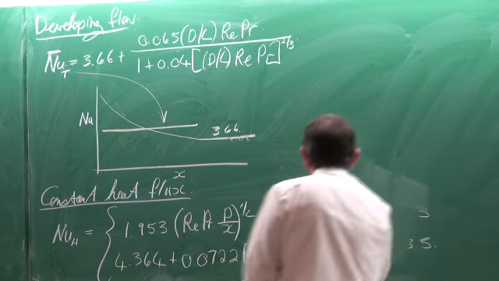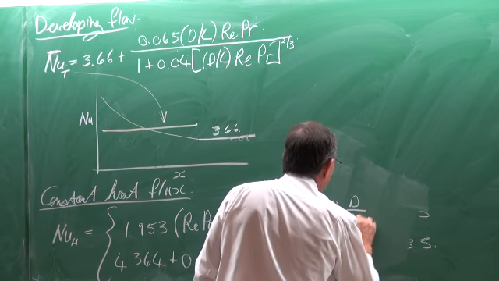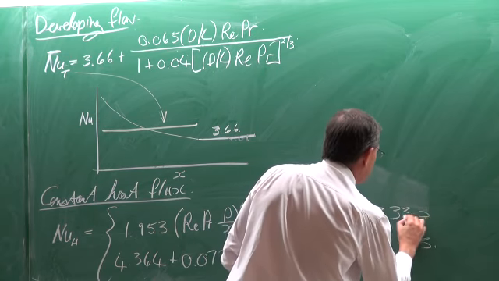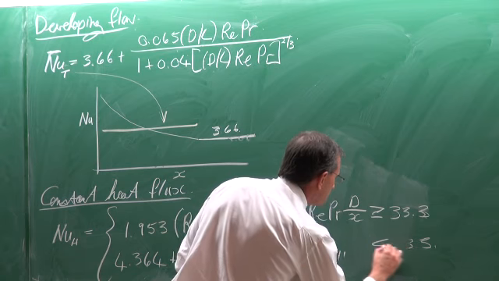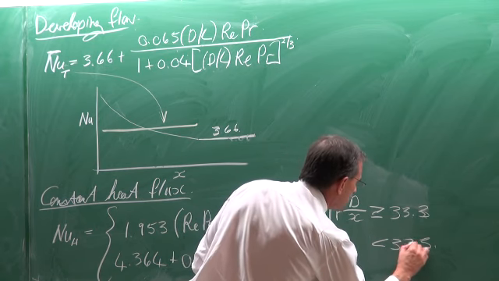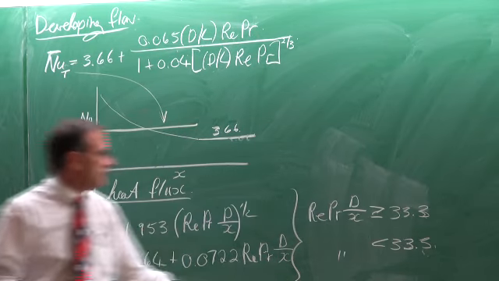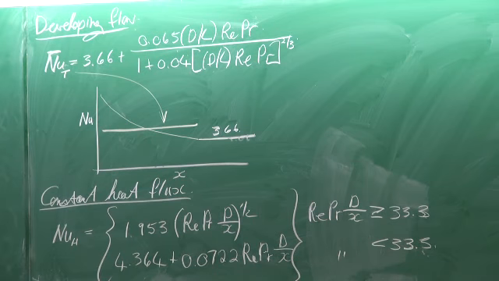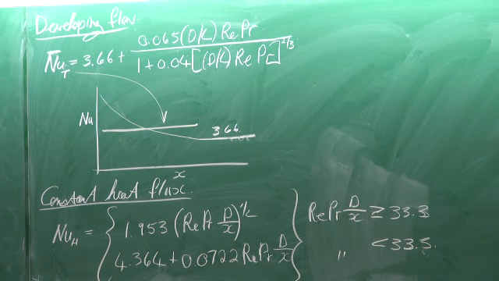So it is Reynolds-Prandtl d divided by x larger than 33.3, and then the same term for smaller than 33.3. If that value is larger than 33.3, then you use this equation. If it is smaller, then you use that equation. Since you're still writing, let me start the problem here.